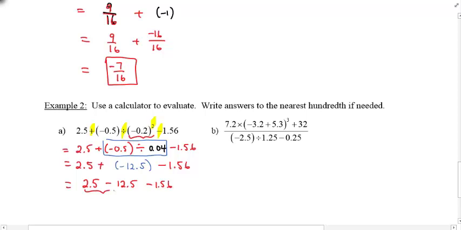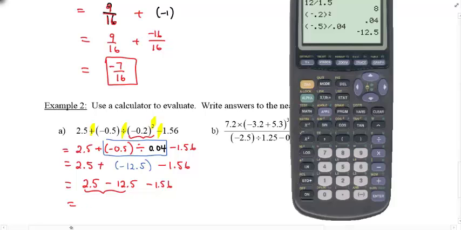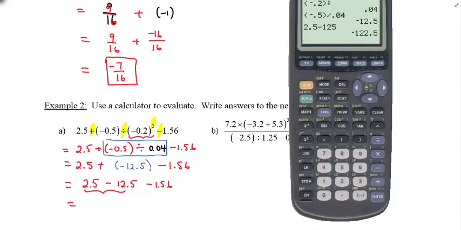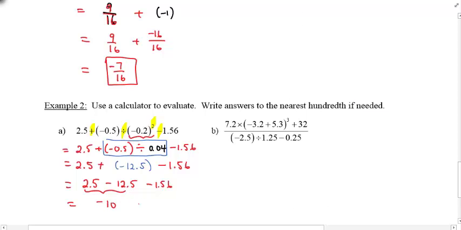I guess I'll do the subtraction here first. 2.5 minus 12.5. Oops. Helps if you type it into your calculator correctly. That's negative 10 minus 1.56. So our final answer for this question is just negative 11.56. Good.